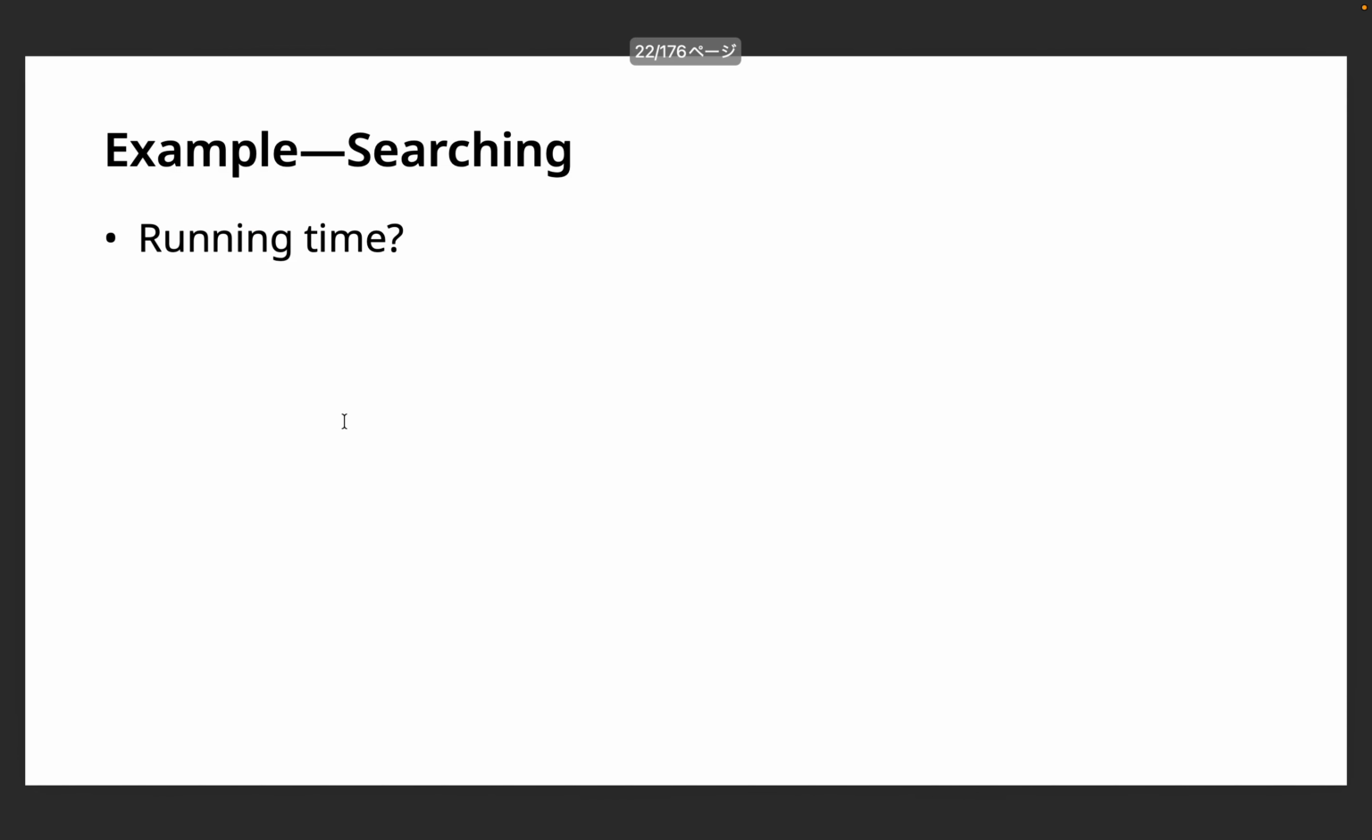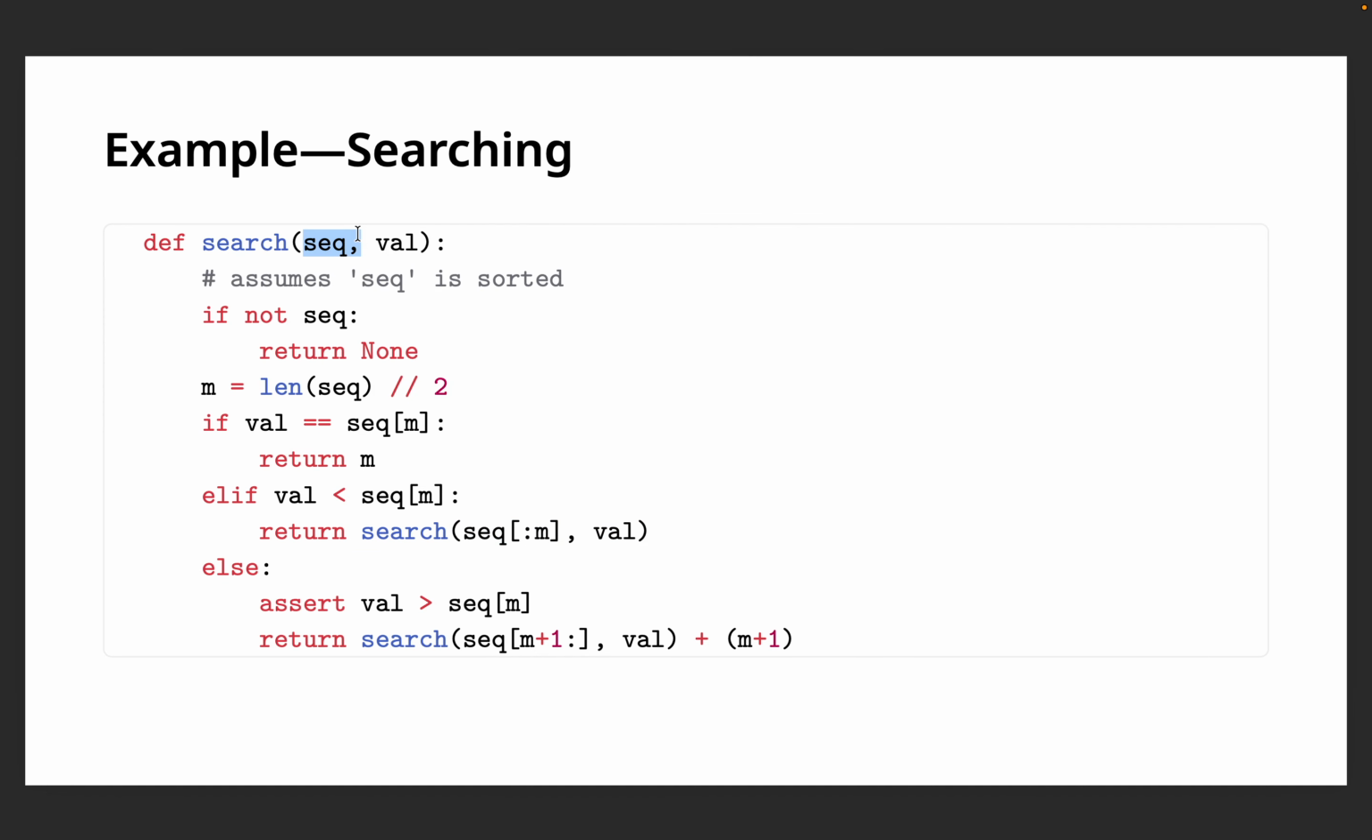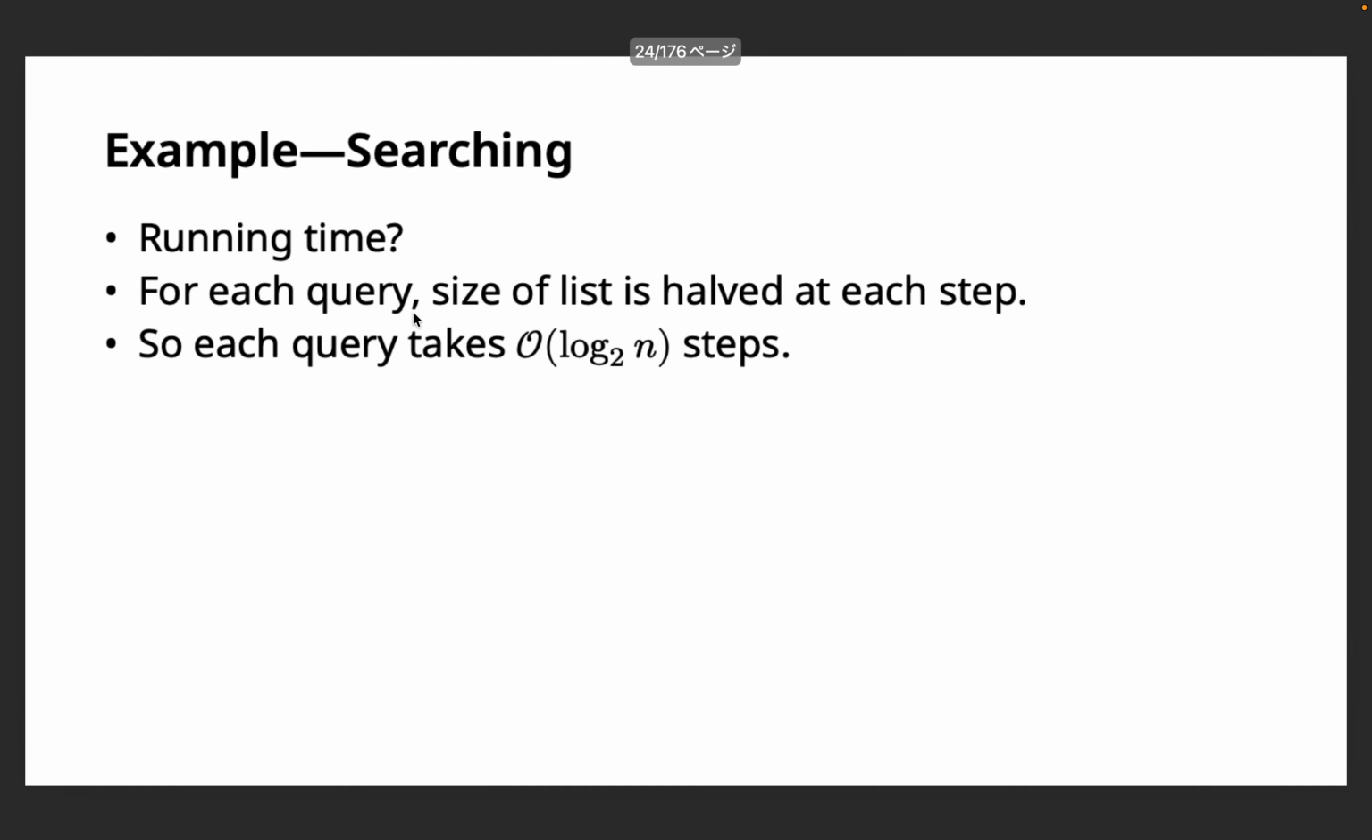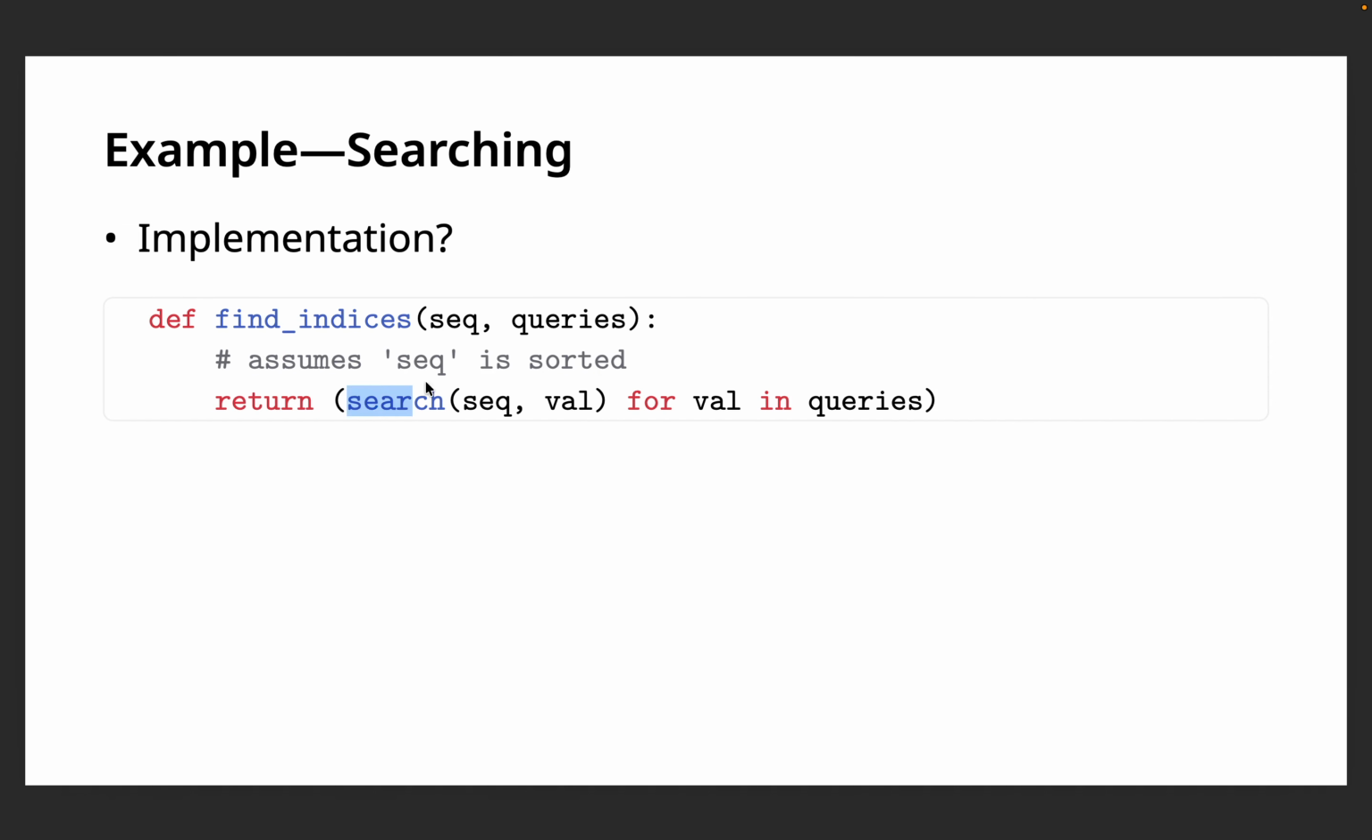So for running time, if we think about what's happening over here, at each recursive call, the part of the sequence that we're searching is cut in half. So that means that whenever you're making a query, each call is going to take log of the length of the sequence. So log 2 of whatever the length of the sequence is. So overall, if you have q queries, everything is going to take q times log 2 of n.